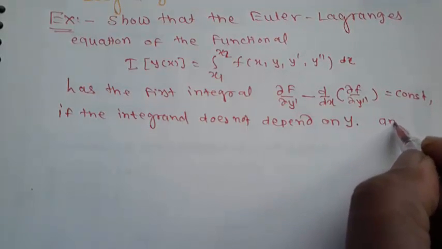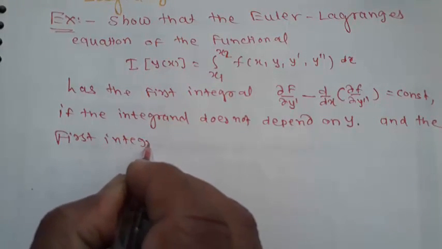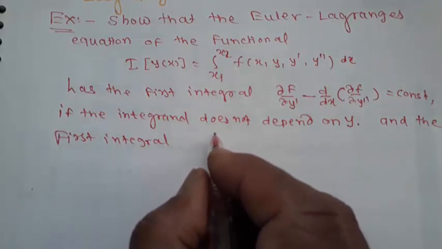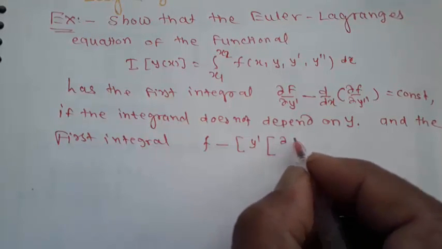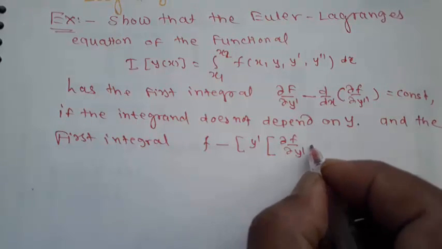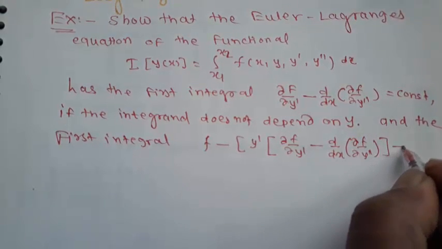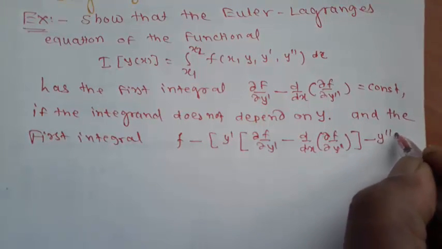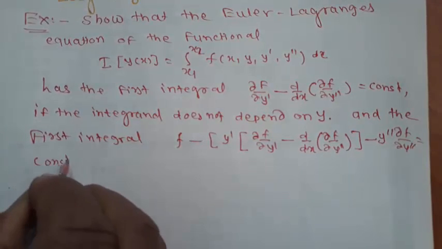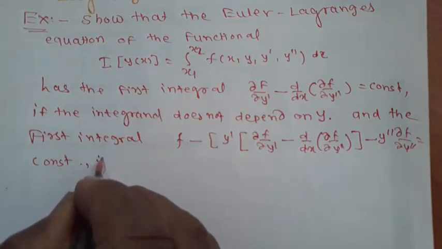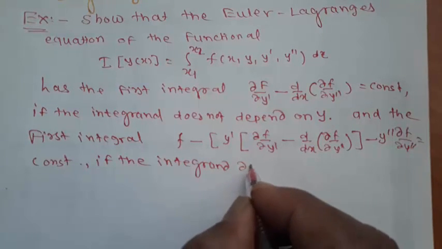And the first integral f minus y dash into dou f by dou y dash minus d by dx of dou f by dou y double dash minus y double dash dou f by dou y double dash equal to constant, if the integrand does not depend on x.